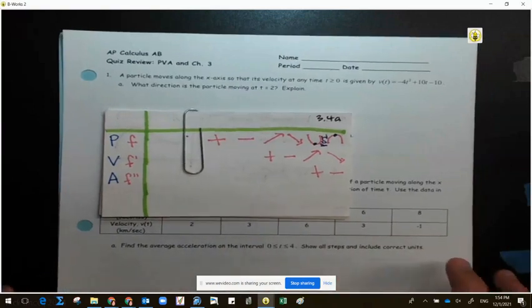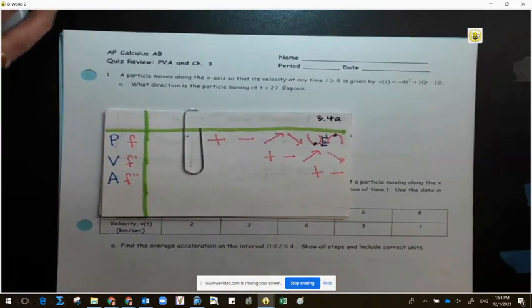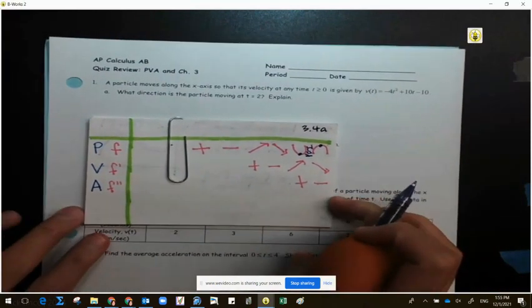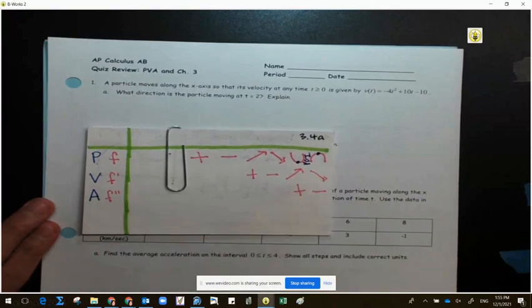All right, Castro, read number 1. A particle moves along the x-axis so that its velocity at any time t is greater than or equal to 0 is given by v of t equals negative 4t squared plus 10t minus 10.